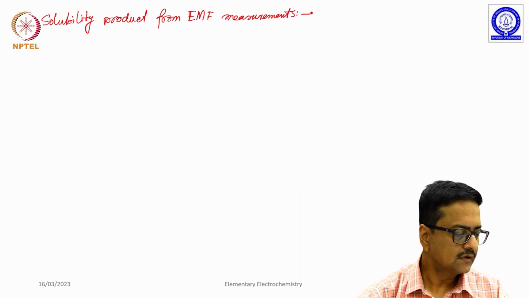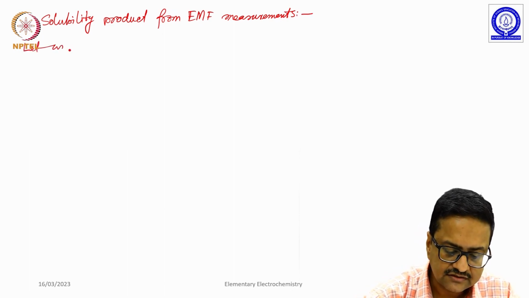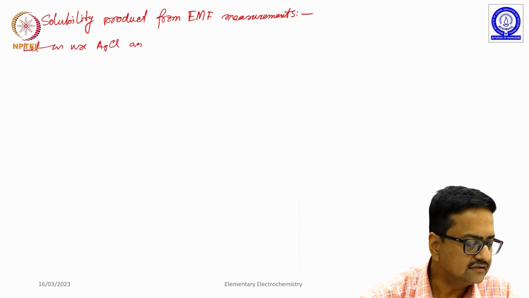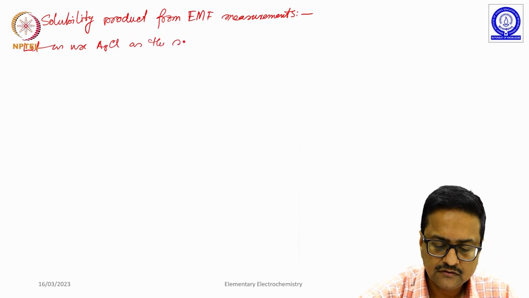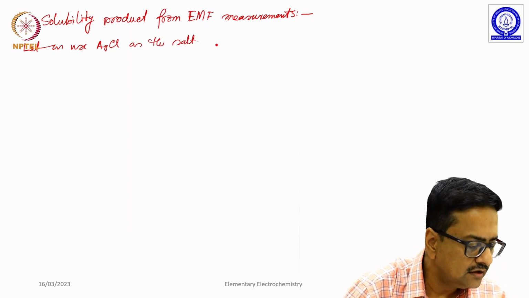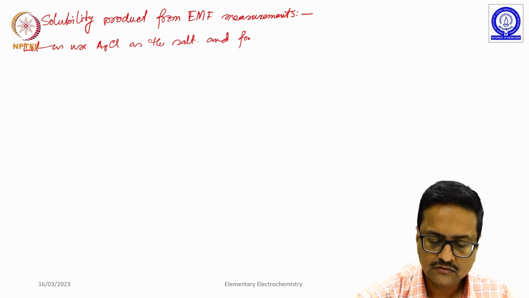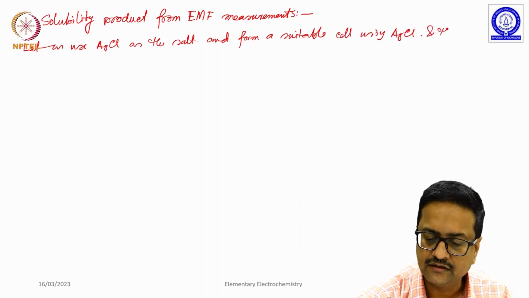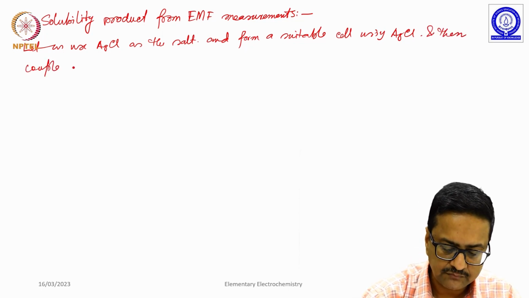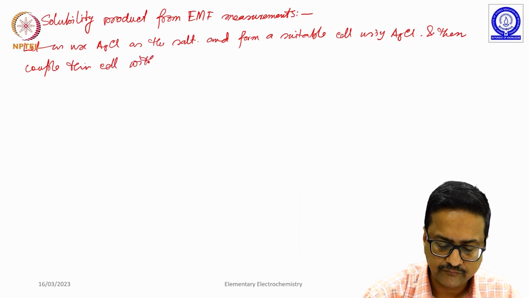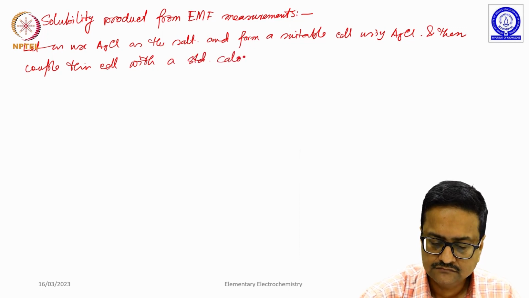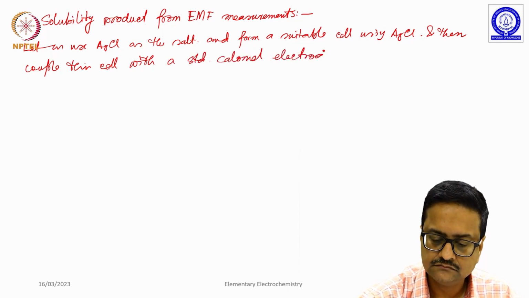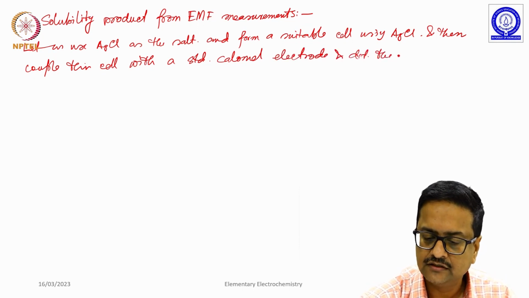So, here let us use AgCl as the sparingly soluble salt and form a suitable cell using AgCl, and then couple this cell with a standard calomel electrode and determine the EMF of the cell.